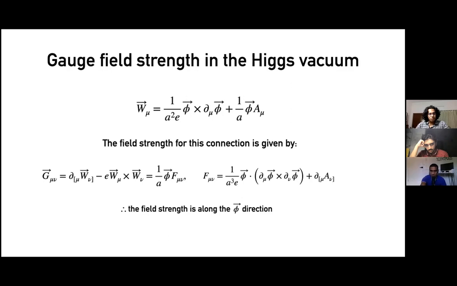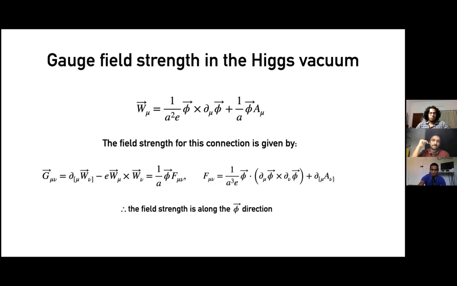But really, there's a phi outside also. I mean, really, it's like phi dotted into that whole thing. So the field strength is along the phi direction in the Higgs vacuum. This is something that you probably want to work out. And you're going to have to use things like phi dot phi equals a squared and so on in clever ways in order to be able to simplify this thing.